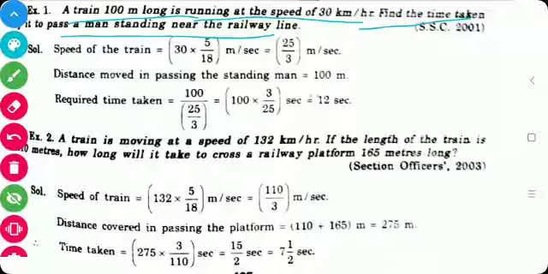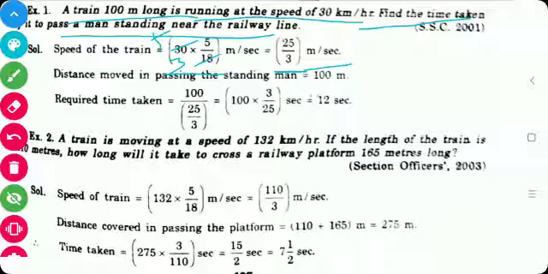So speed of the train is 30 km per hour. We have to convert this kilometer per hour into meter per second. So we will multiply 30 by 5 by 18. So it is 25 by 3 meter per second. 6 3s are 18, 6 5s are 30. So it is 25 by 3 meter per second.